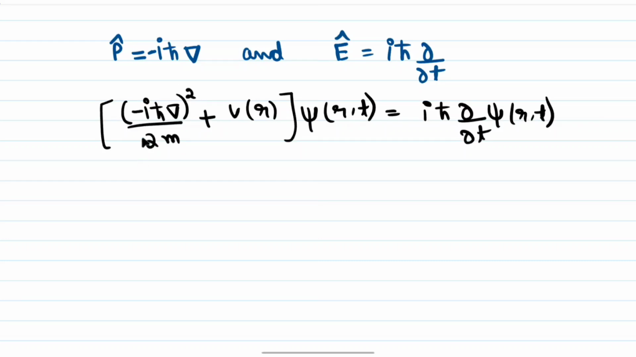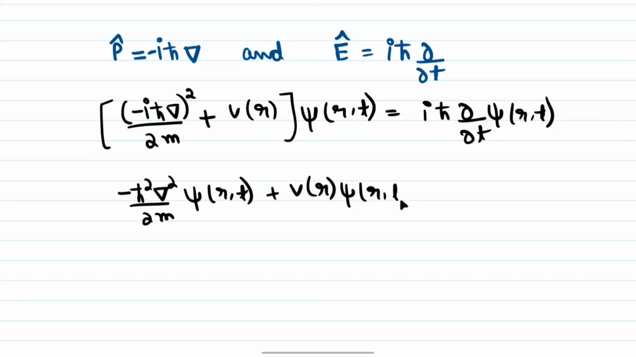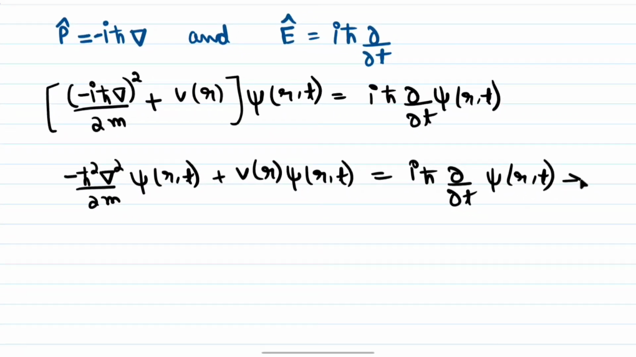I missed a whole square here. So this equation can be written as minus h cross square del square divided by 2m into phi of r comma t plus V of r into phi of r comma t equals i h cross dou by dou t phi of r comma t. We are going to name it equation 2.